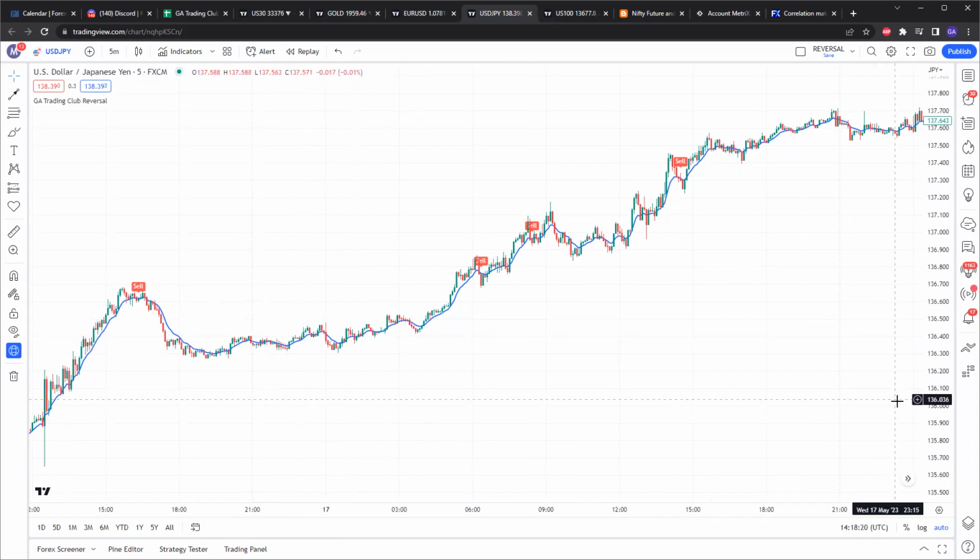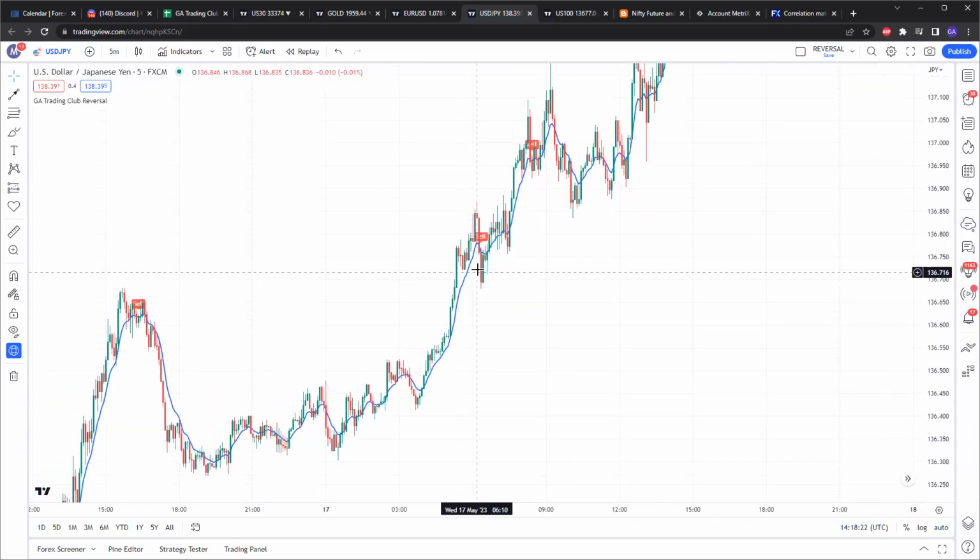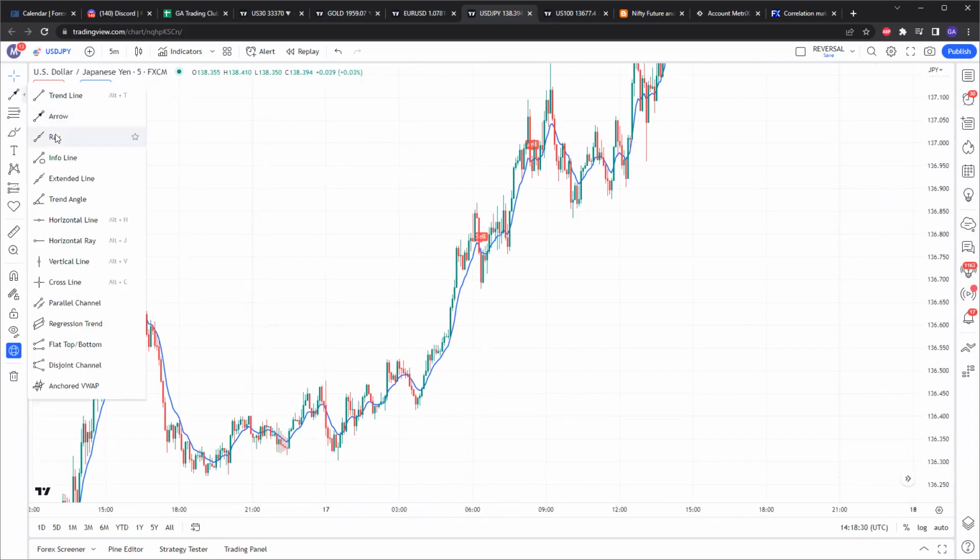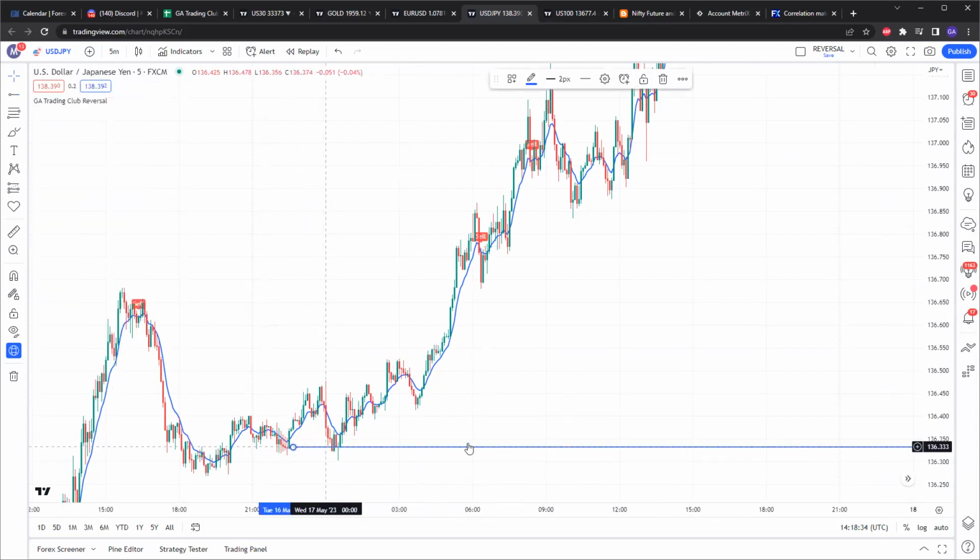Three. Wait, you had this closure below and this closure below. So this is a possible point of interest. Horizontal ray. Yeah, that's what I'm saying. That's my first sell, that sell right there where the two closed below.